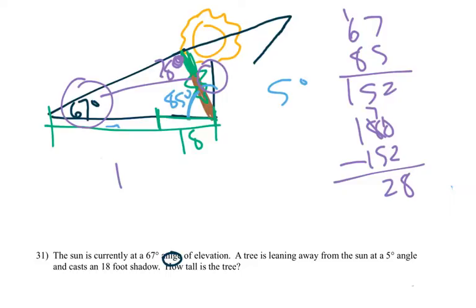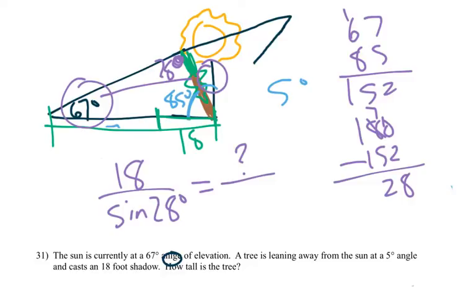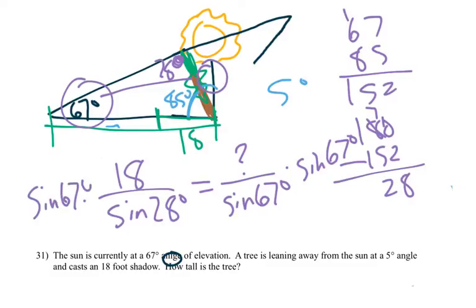So we'd go 18 over the sine of 28 degrees equals what we're looking for, our tree length, over the sine of 67 degrees. Times by the sine of 67 degrees. And we'd end up typing that into our calculator. So we'd make our fraction, and then we would go the sine of 67 degrees times 18 over the sine of 28 degrees, and we get 35.29, so 35.3 feet.